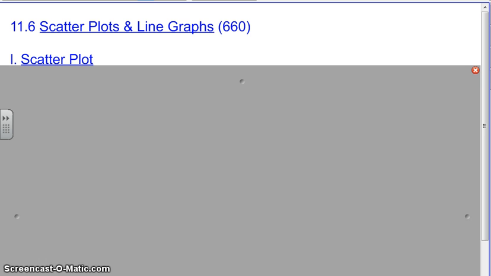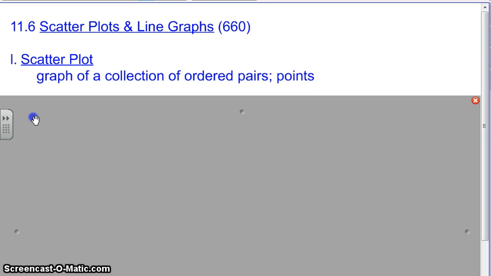Scatter plot. Hannah? It's a graph, good. That's right. It's a coordinate plane, and then there's a bunch of points on it. That's what it is, okay? It's a graph of ordered pairs, which are points.